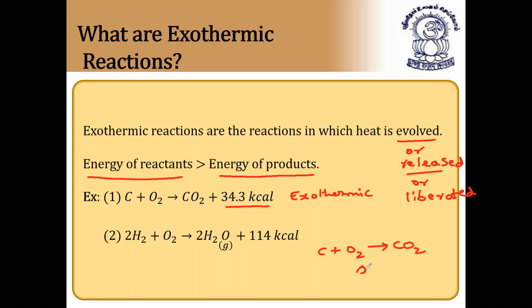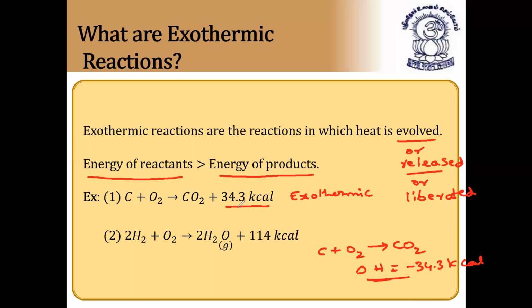delta H is minus 34.3 kilocalories. This is the actual representation of this reaction. As delta H is negative, we say heat is released, evolved, or liberated, and hence it is called an exothermic reaction. In this way you can represent the same. Since delta H is negative, you cannot write it on the left hand side, so we take it to the right hand side and it becomes positive.